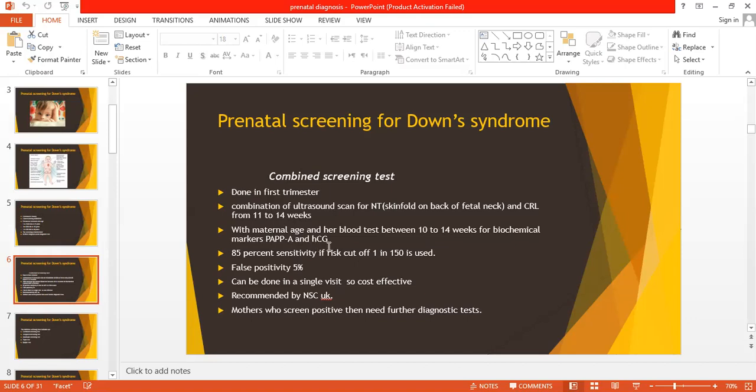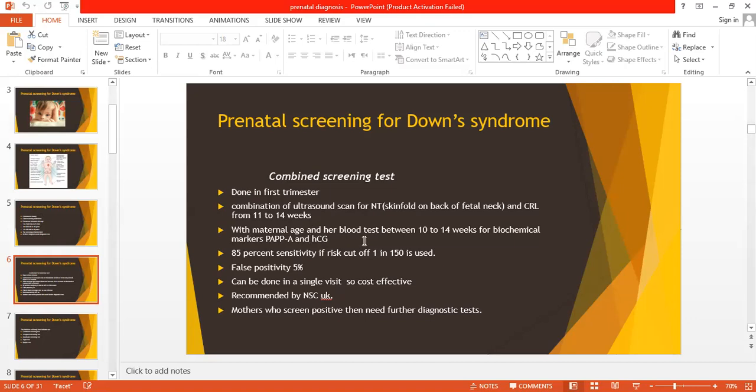So there are basically 4 components. The maternal age is taken into account. The crown rump length is measured, confirming the gestational age to be 11 to 14 weeks. And then the levels of 2 biochemical markers are taken, that is the pregnancy-associated plasma protein A and human chorionic gonadotrophin. And these two are combined with the nuchal translucency, and the risk status is calculated based on all these parameters.